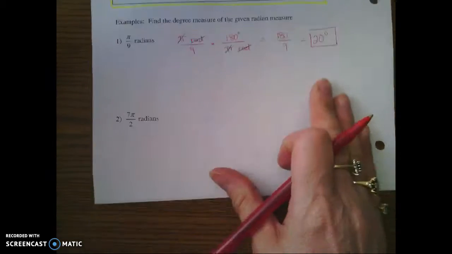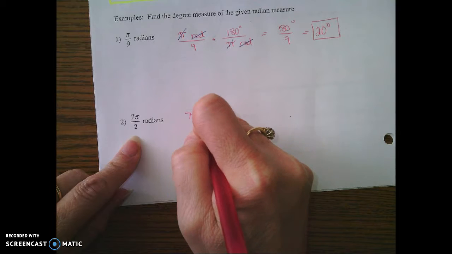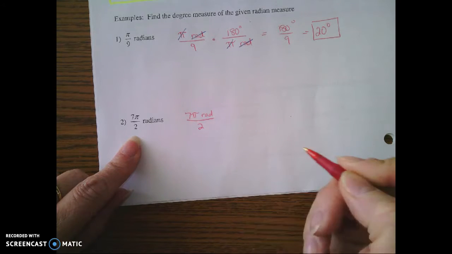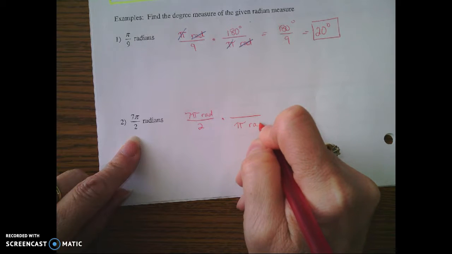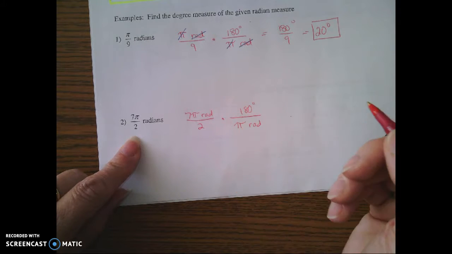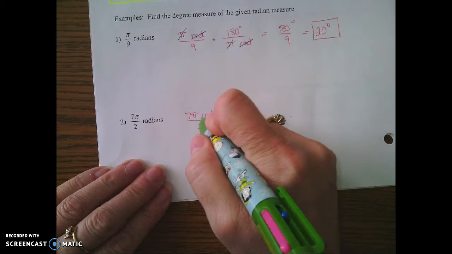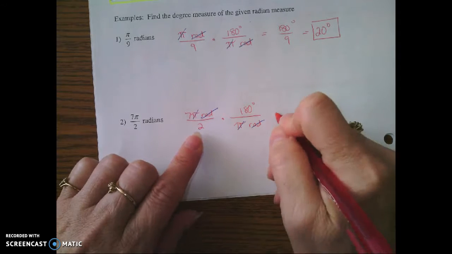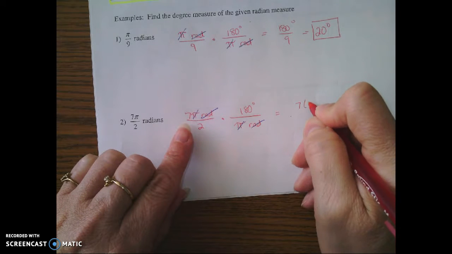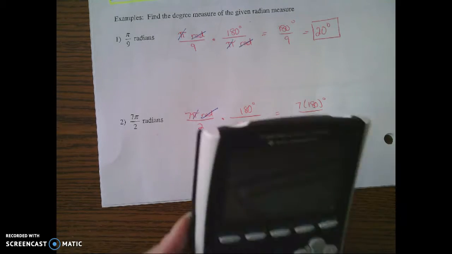All right, let's try another one. 7 pi radians divided by 2. So I'm going to move my radians into the numerator, and I need radians in the denominator, so my conversion is 180 degrees is equivalent to pi radians. So again, radians is canceling out, the pi's are canceling out. So multiplying fractions, you have 7 times 180. We're now in degrees, and you're dividing that by 2.